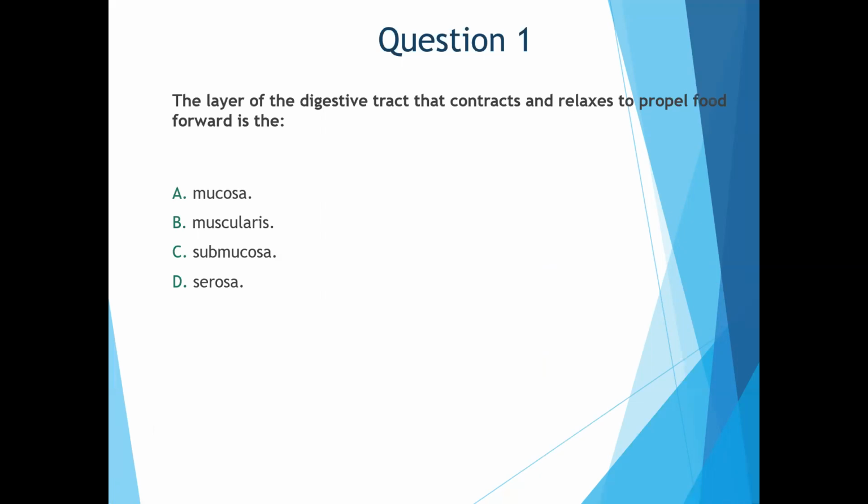Okay, so this goes back to our layers of the digestive tract. So which layer contracts and relaxes to propel food forward? Is it the mucosa layer, the muscularis layer, the submucosal layer, or the serosa layer?